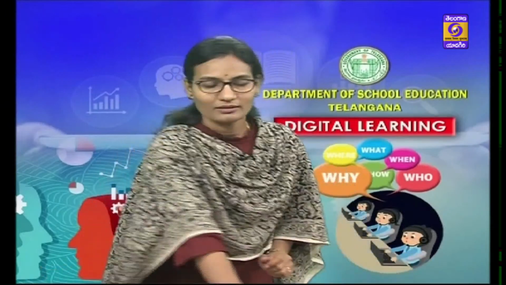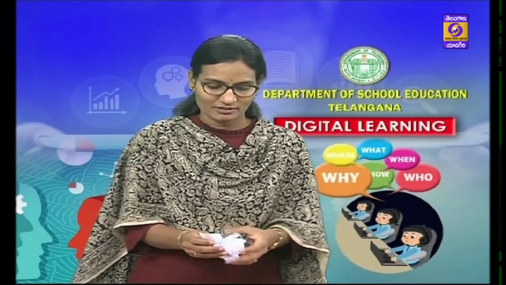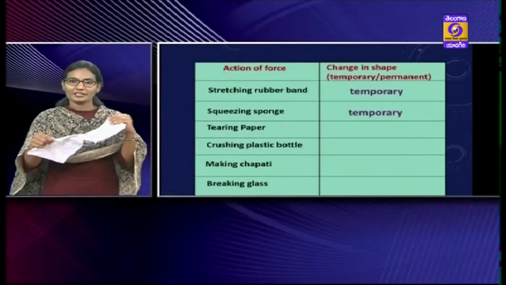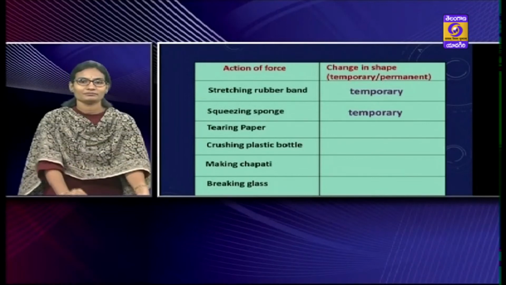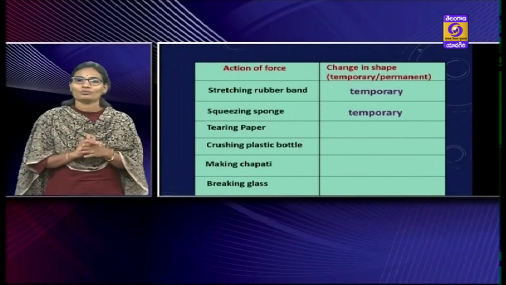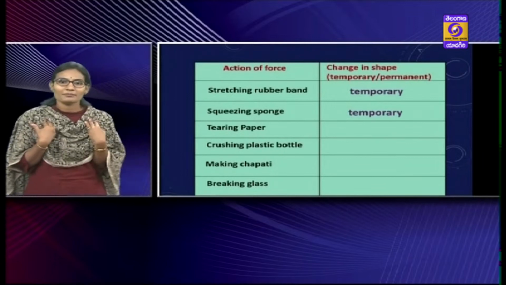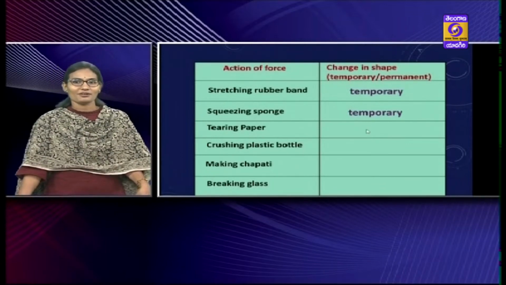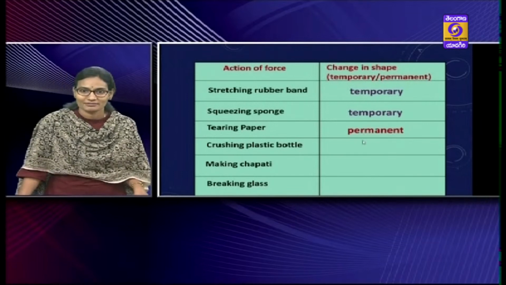Now, I am taking the same paper. So tearing the paper. After tearing the paper, can we stick it together? No, we cannot stick it together. I am not a magician, so I can't stick it. So tearing paper is also a permanent change.